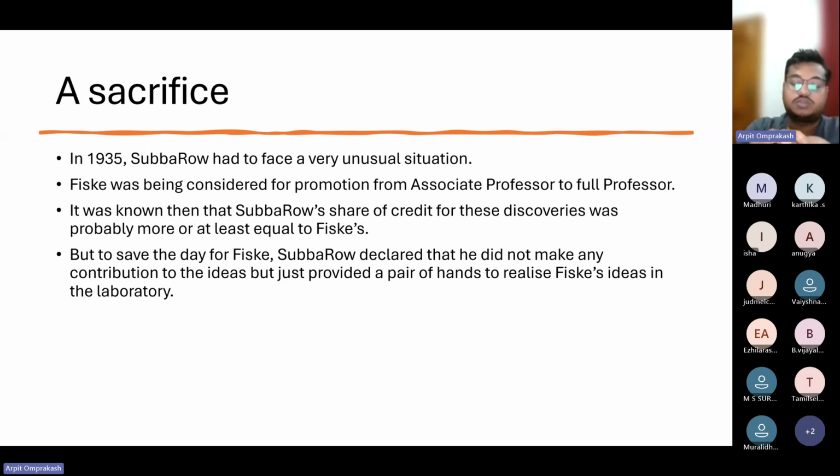Right. So again, in 1935, he had to face a very unusual situation. Fiske, who was his supervisor, was being considered for a promotion from associate professor to full professor. It was generally believed in the Harvard Medical School that Subbarow's share of credit for these discoveries was at least equal to that of Fiske's. But to save the day for Fiske, Subbarao declared that he did not make any significant contributions to the idea, but just provided a pair of hands to realize Fiske's ideas in the laboratory. Because of that, Fiske got the promotion and Subbarao remained less known for this.